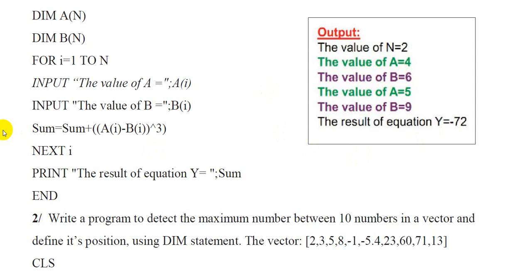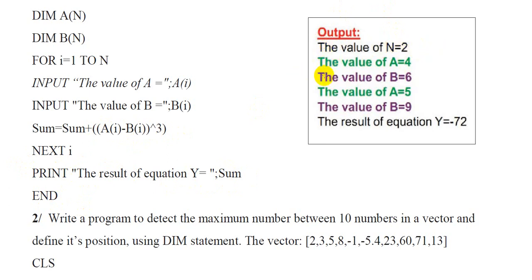We refer to the keyboard as an instrument here. Sum equals sum plus ai bi up to 3, and next i, print the result of the equation y equals dash sum, and conclude. The output results and consequences will be in the following form.